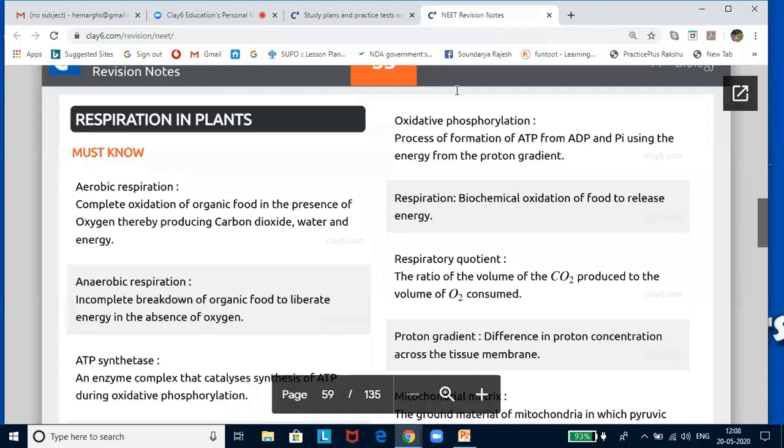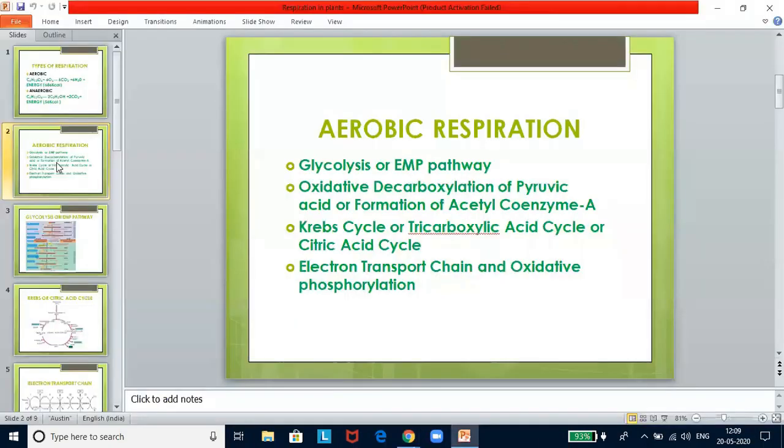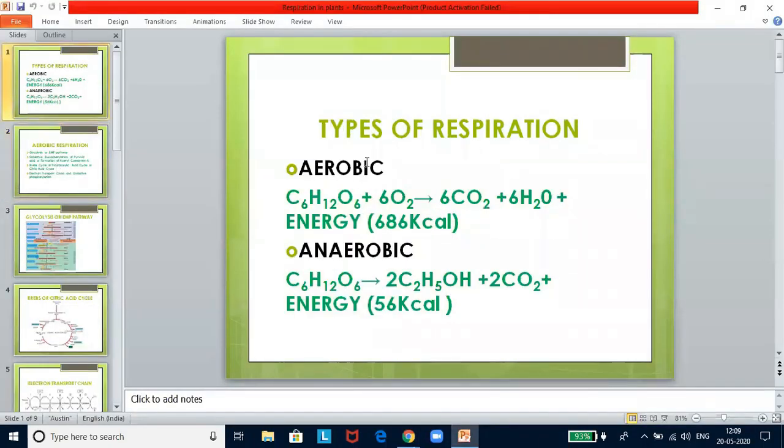So today's lesson is respiration in plants. Now cellular respiration can be defined as an intracellular process involving cellular oxidation of organic food substances, during which complex food substances are broken down in a stepwise manner into simpler inorganic substances like water and carbon dioxide with the release of energy. Now you know there are 2 kinds of respiration. One is aerobic respiration, the other is anaerobic respiration.